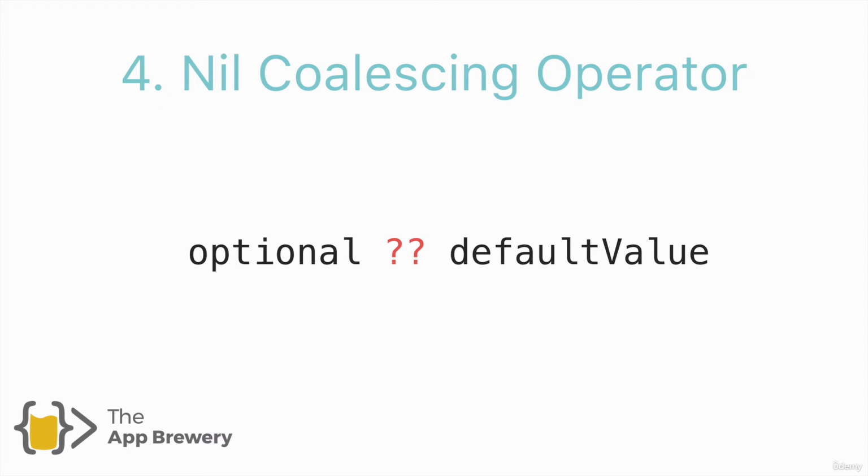And why is it the nil coalescing operator? Well, because what it does is it checks to see if the optional is nil. If it's not nil, then we're going to use that value. But if it is nil, then we're going to use the provided default value.